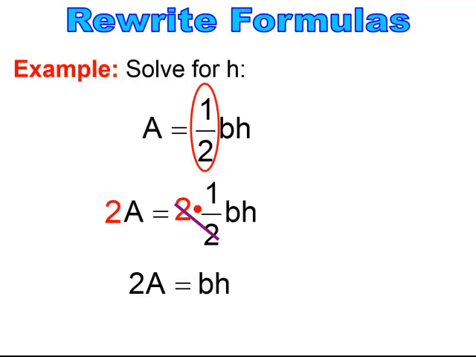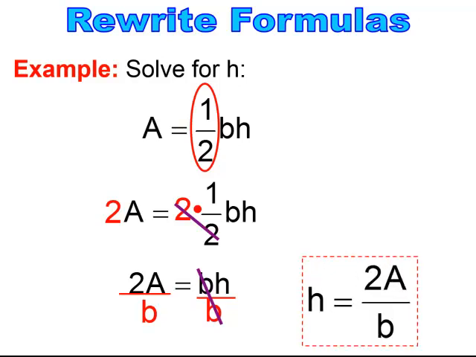Now I want to remove that b. b is attached to h, which is multiplication. The inverse operation would be division. So we're going to divide both sides by that b, lowercase b, and we'll get our new formula for h. h will equal 2 capital A divided by b.